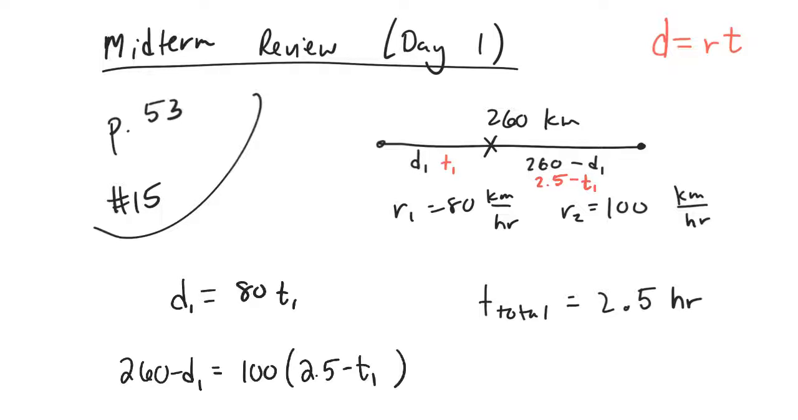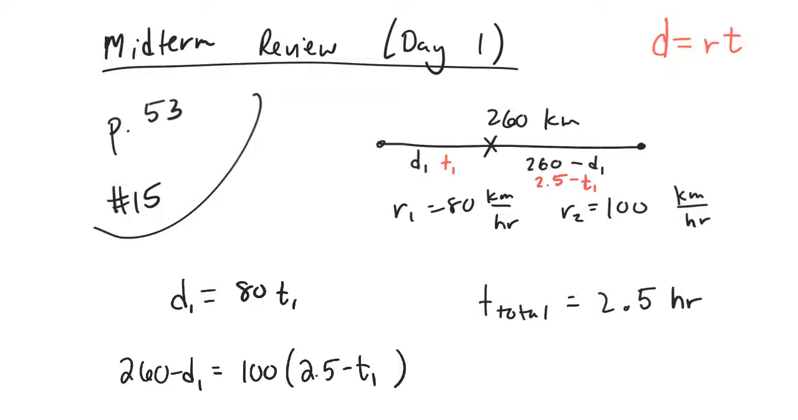Find the distance he traveled at 80 kilometers per hour if his total driving time was 2 hours and 30 minutes. So we are looking for D1. Find the distance traveled when he's traveling at 80 kilometers per hour. That's what we're trying to find, this distance, D1.